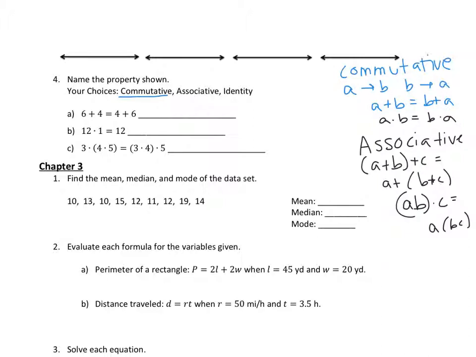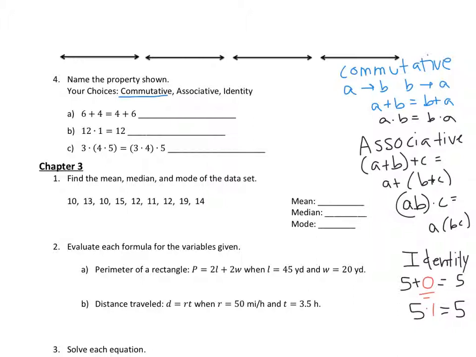And the last one is identity. What number do you add to get the original number? If you had 5, how would you get 5? What number would you add? Well, you would add a 0. So that 0 is the additive identity. If you had 5 and you want to have an answer of 5, what do you multiply 5 by? Well, you multiply it by 1. So 1 is the multiplicative identity.